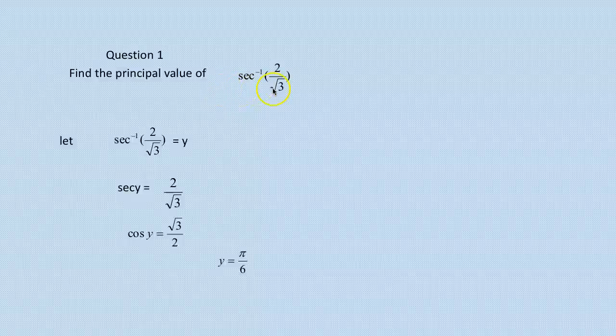Find the principal value of sec inverse 2 by root 3. We start with, let sec inverse 2 by root 3 be equal to y. So sec y is 2 by root 3, cos y is root 3 by 2. Cos of 30 is root 3 by 2, so y is 30, which is pi by 6 radians.